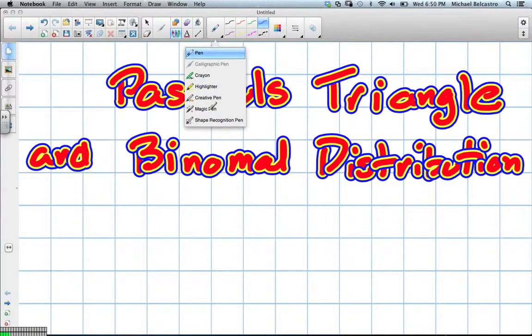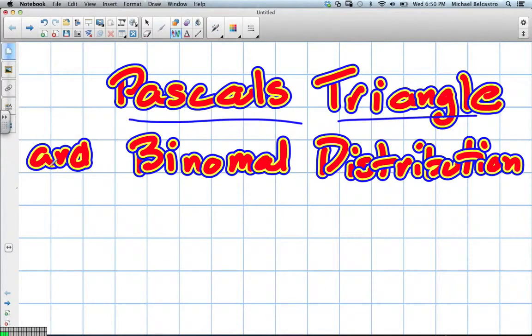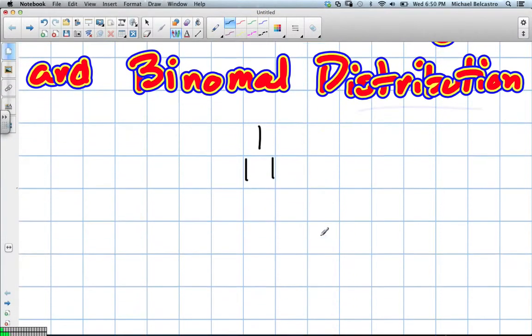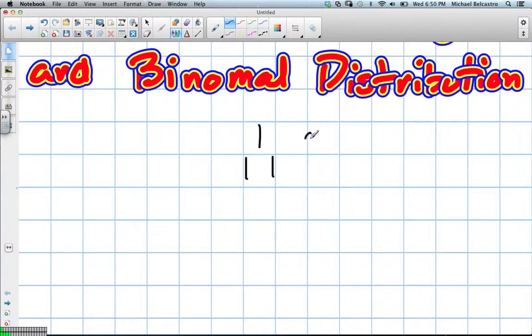Okay, so we're just going to cover Pascal's triangle and how it relates to binomial distribution. Do you remember how Pascal's triangle starts? We have the number 1 and then 1 and 1. Excellent. Think of this as being one term in itself. So here's one term. In other words, think of it as a monomial.